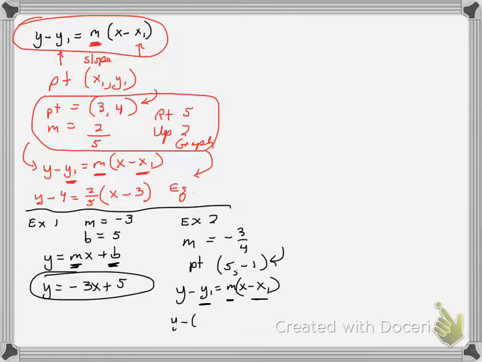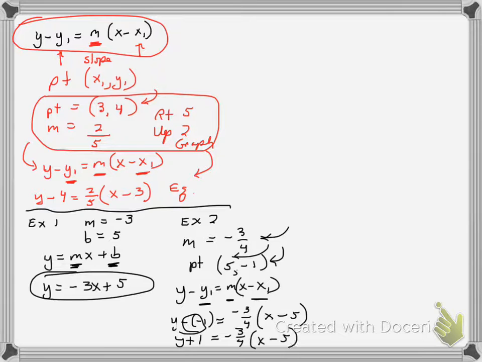Y minus a -1 equals, what's my m? Equals -3/4 times x minus, what's my x value on my point? 5. And I could leave it just that way, except that I would probably rewrite this as a plus sign. Y plus 1 equals -3/4 times x minus 5.